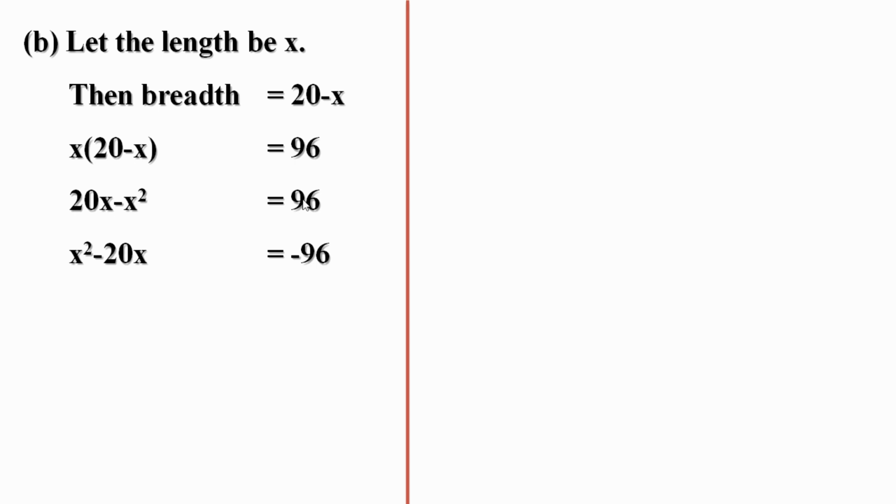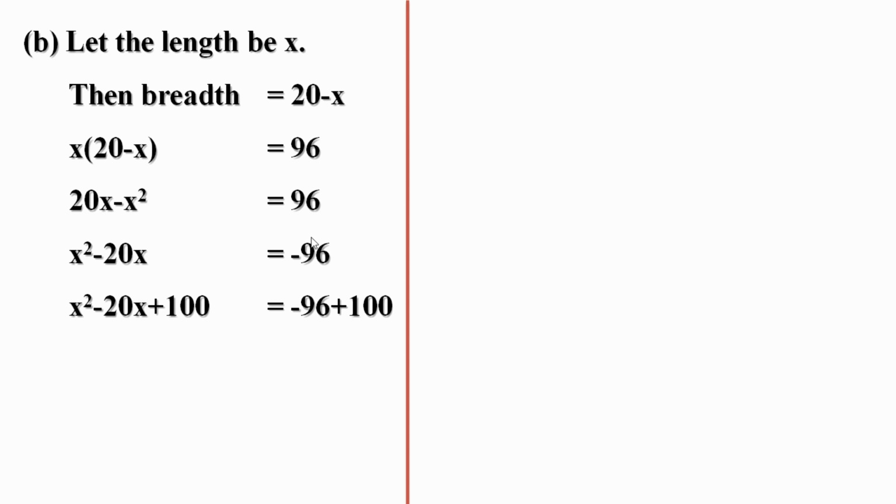Now let us use the completing square method. Let us look at the coefficient of x. It is minus 20. Half it. Then we get minus 10. Square it. We get 100. Add 100 on both sides. So we can write x square minus 20x plus 100 equal to minus 96 plus 100.